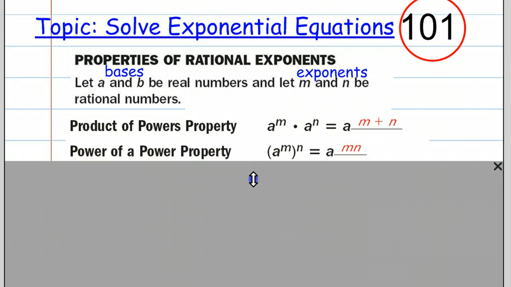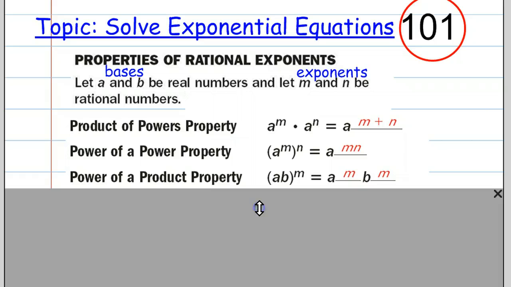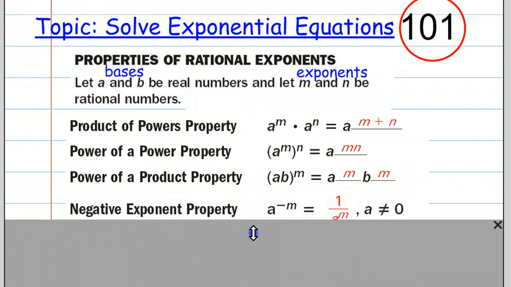a to the m raised to the n, which means we have a power raised to a power, is the same thing as keeping the same base but multiplying the exponents to get the new exponent. And if I have a power of a product, which means I have two numbers as the bases, then I can basically distribute by doing a to the m and b to the m. So it's kind of like the distributive property. Okay? And then we have the next.